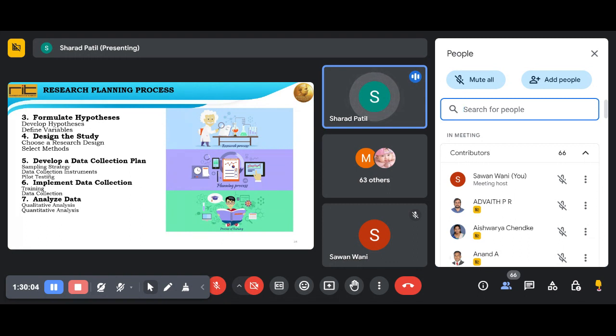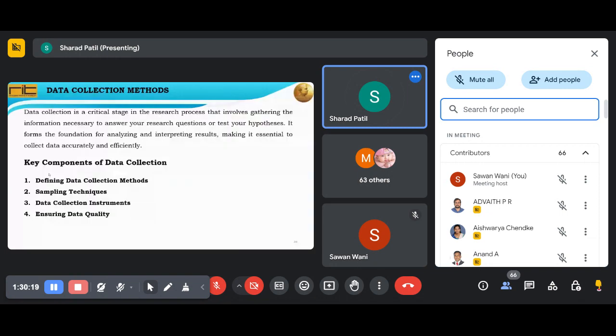Then once you collect the data, you implement data collection, and then you require to analyze the data. The analysis may be qualitative analysis or quantitative analysis, like that the steps are there. Okay, I would just like to tell you that this part I would like to skip.